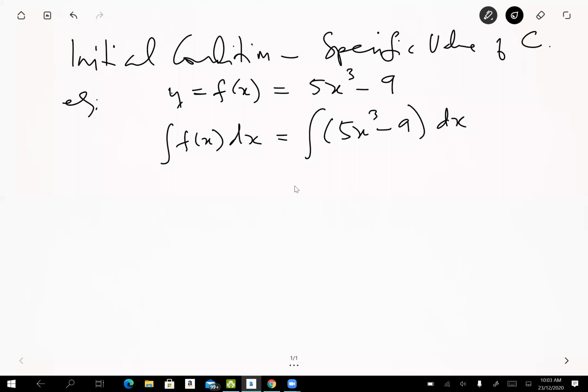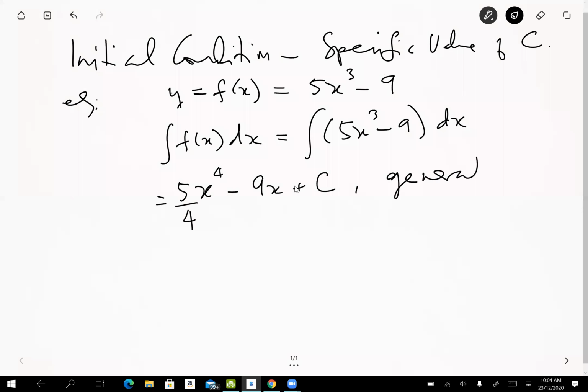Okay, you get a C, and you want to find the value of C. So that is equal to 5x to the power 4 divided by 4 minus 9x plus C. So that is constant C. Now that C is a general constant. It can be any value.